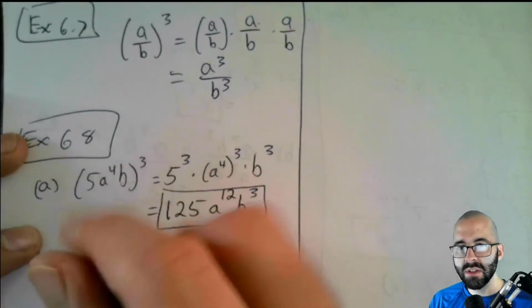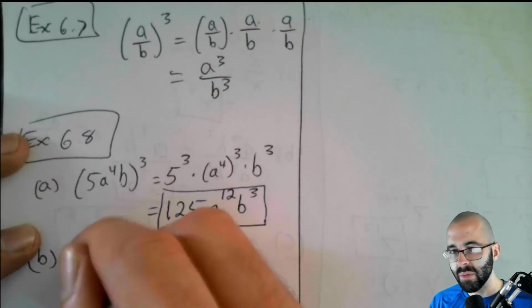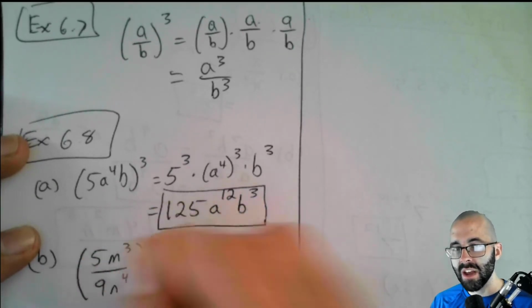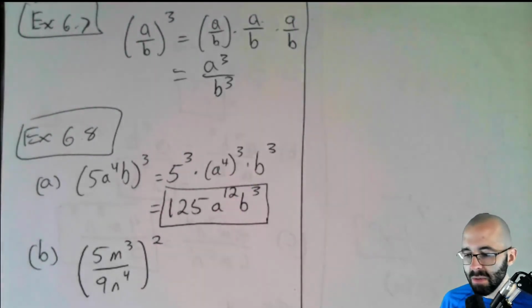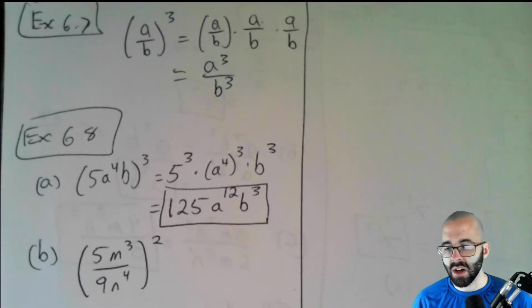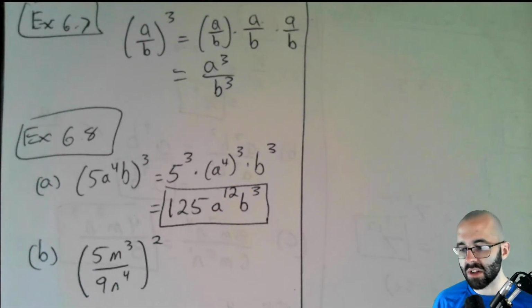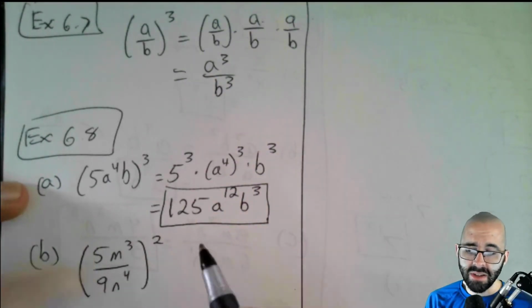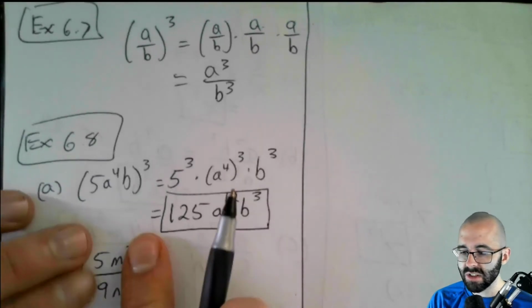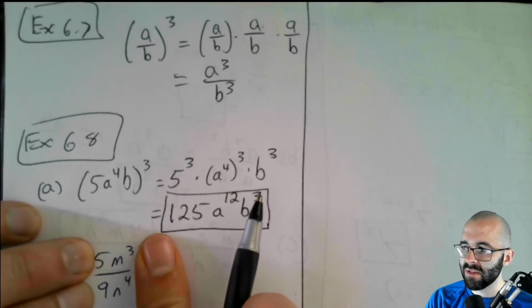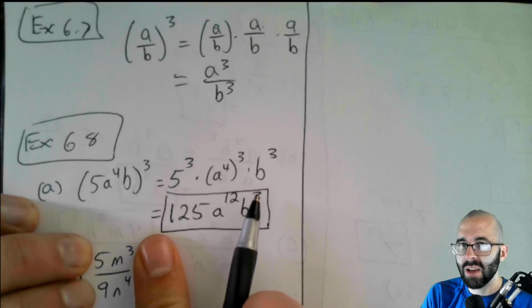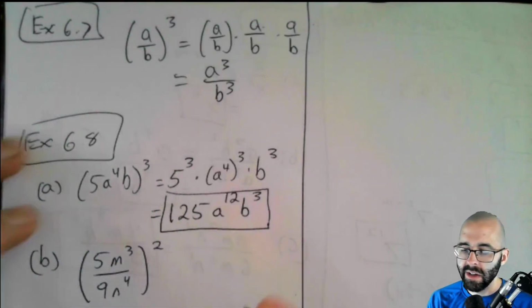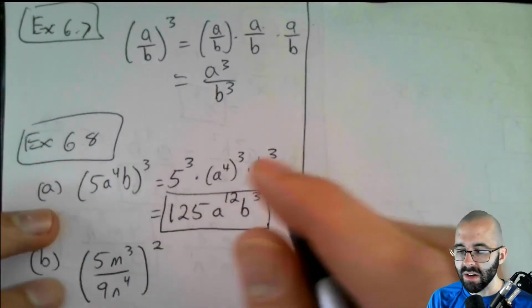Now b is going to be pretty similar, but a little bit messier. We got 5m cubed divided by 9n to the 4th, and that's all getting squared. Now there's a couple of orders in which you can approach problems that look like this. You can either start by simplifying the inside or start by simplifying the outside. But if you look at just the inside, 5 divided by 9 can't be reduced. We have m's and n's, those can't be combined. So here we got to deal with this squared.